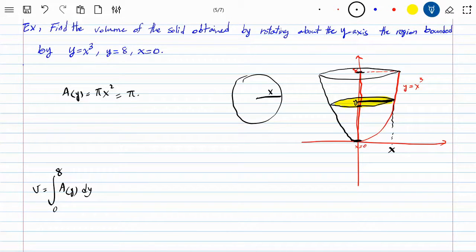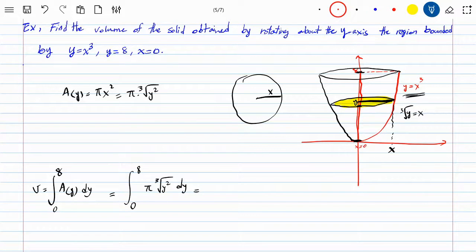I'll say this is pi times, what is x? You're given this equation, y equal to x cubed. So x would be the cube root of y. You take a cube root from both sides. Instead of x, I will replace it with the cube root of y, squared. So what would be the volume? The volume would be the integral from 0 to 8 of pi times the cube root of y squared dy.